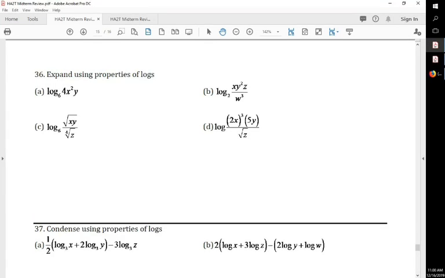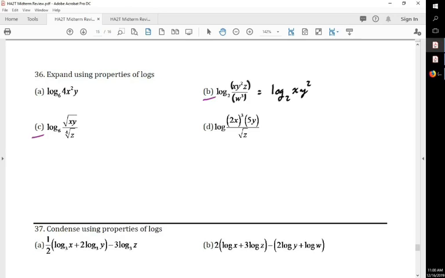All right, now let's expand. Okay, to expand, usually you start with something that only has one log, and you want to write it into multiple logs. So let's do B and C. Okay, so let's start with B. We have the top divided by the bottom inside of this log. And so the first thing I'm going to do is split it up with subtraction.